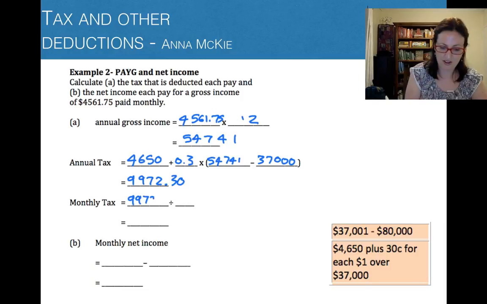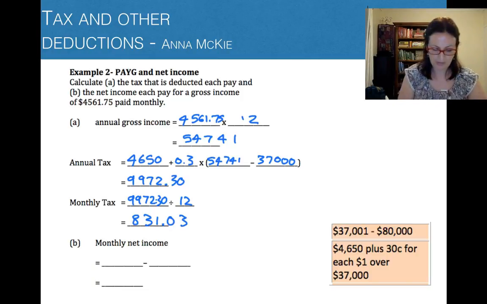So $9,972.30, divided by 12. Using your calculators, what did you get? $831.03. But the question asked us the net income each pay. So how much are they taking home each month? To work that out, we take the monthly amount that they are earning and subtract off the tax.